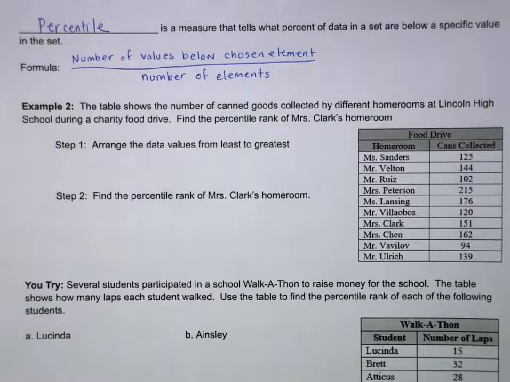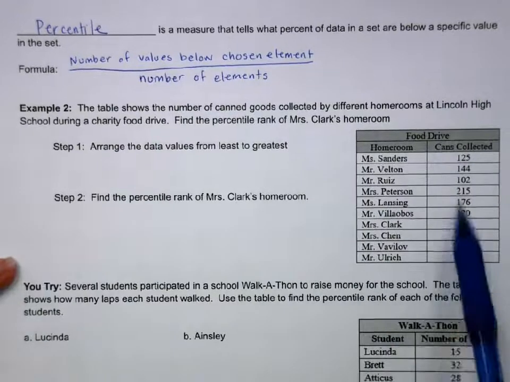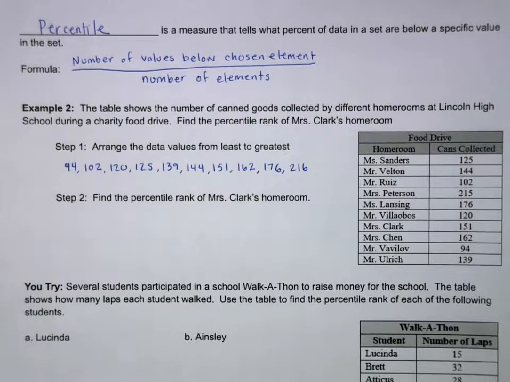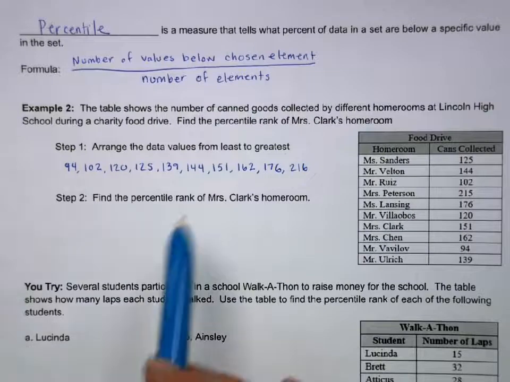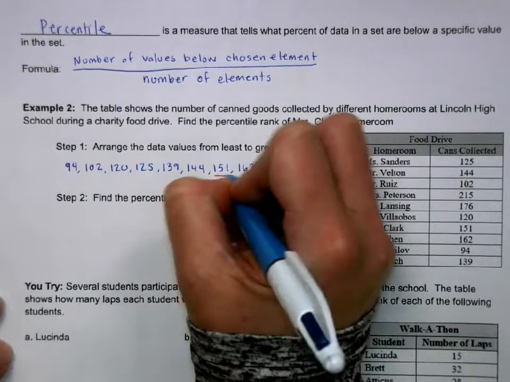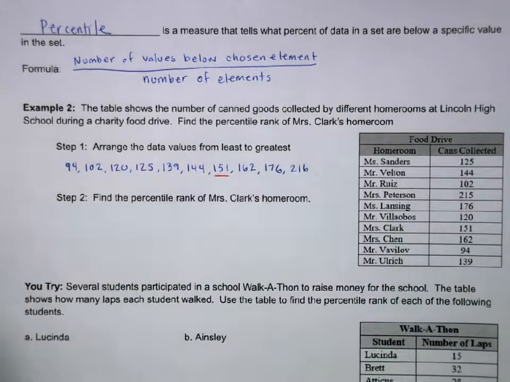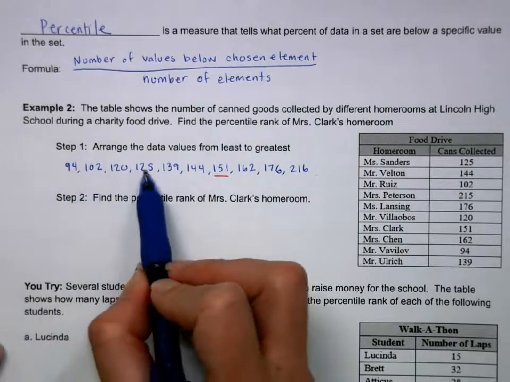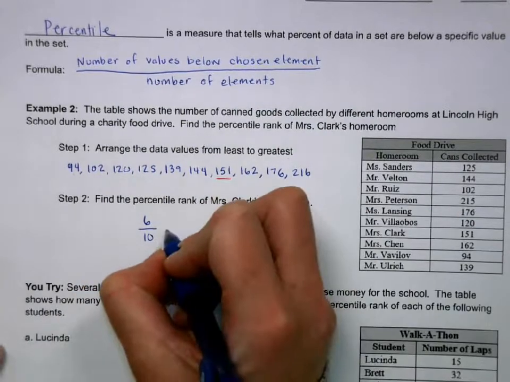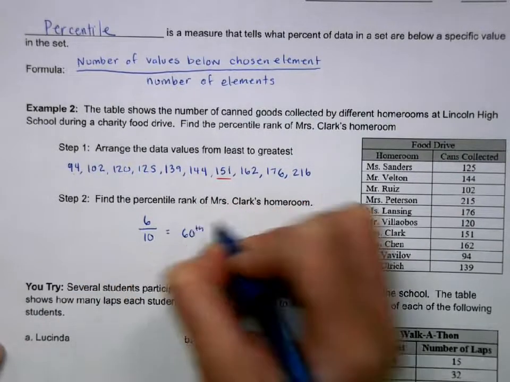The table shows the number of canned goods collected from different homerooms at Lincoln High School during a charity food drive. Find the percentile rank of Mrs. Clark's homeroom. So here's our procedure. First, we're going to arrange these values from least to greatest. Okay, once we have them listed in order, to find the percentile rank, so Mrs. Clark's 151, so this is her data point. So we count the number that are below that. So 1, 2, 3, 4, 5, 6 below that. Out of, there's a total of 10 here. So we'd say that Mrs. Clark is in the 60th percentile.